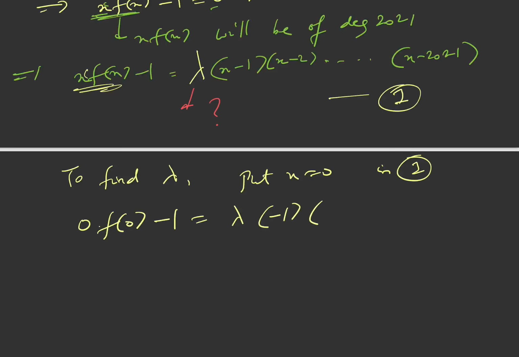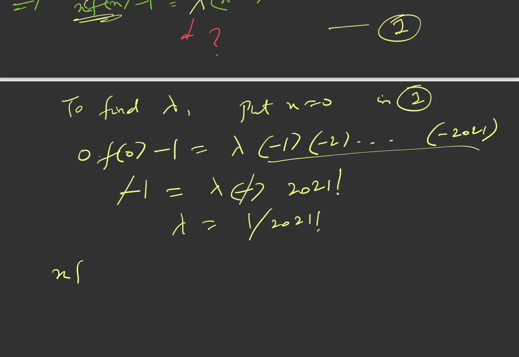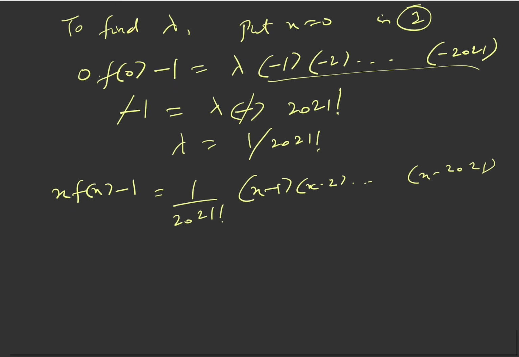So this is lambda into 0 minus 1 into 0 minus 2 and so on up to 0 minus 2021. So this minus 1 is equal to lambda into, since these are an odd number of brackets, I'll get minus 2021 factorial. So the minus signs get cancelled and lambda is 1 by 2021 factorial. Now my x f of x minus 1 is 1 by 2021 factorial into x minus 1, x minus 2, and so on up to x minus 2021.